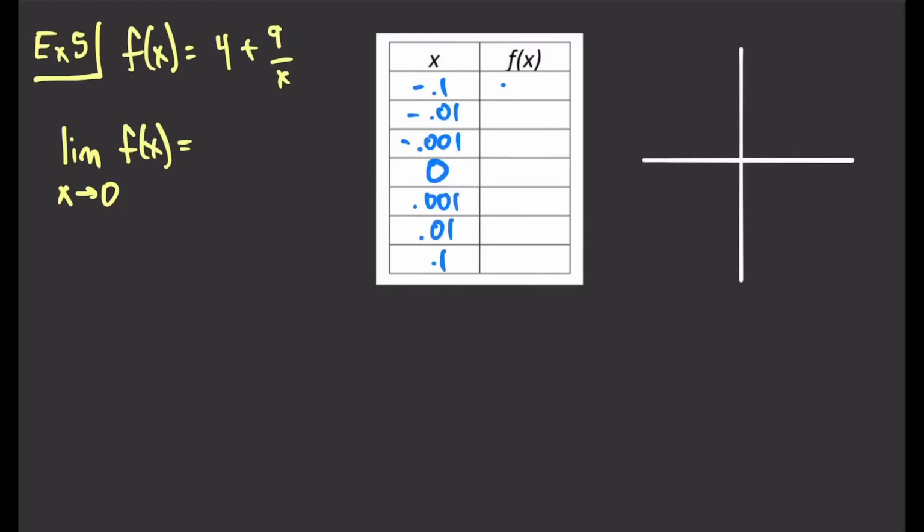Okay, so the y values. I got negative 86, negative 896, negative 8996. Does not exist. 9004, 904, and 94. So again, the way I like to think of this, here's your left-hand limit. What's that approaching? Looks like it's approaching negative infinity, right? Because the numbers just keep decreasing, and they keep decreasing more rapidly. Coming from the right-hand side, looks like they keep increasing. So now if you compare, well, that's negative infinity, that's positive infinity. That's not the same number. So this limit does not exist.